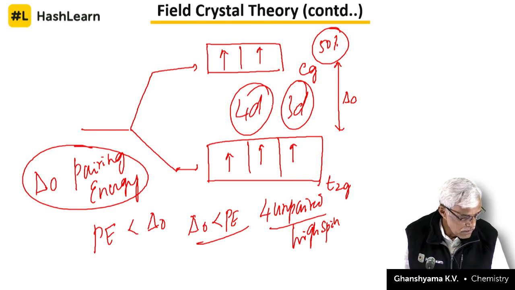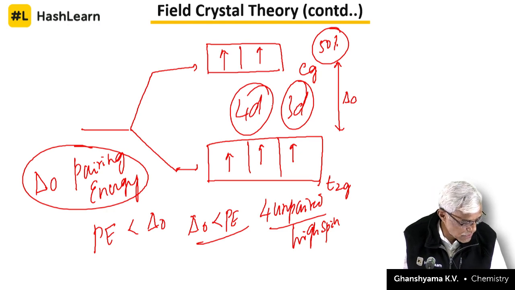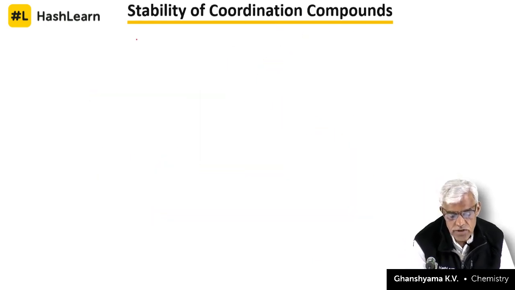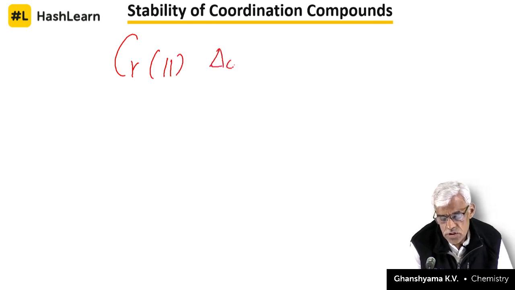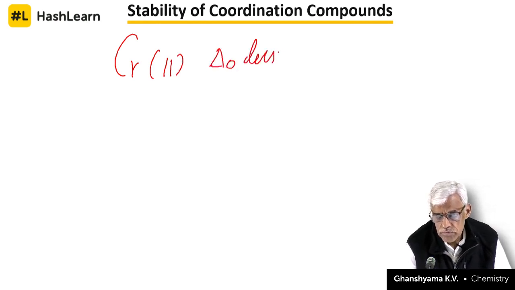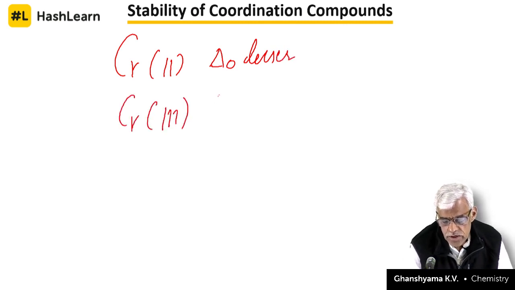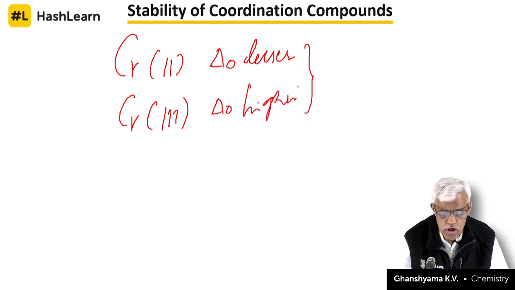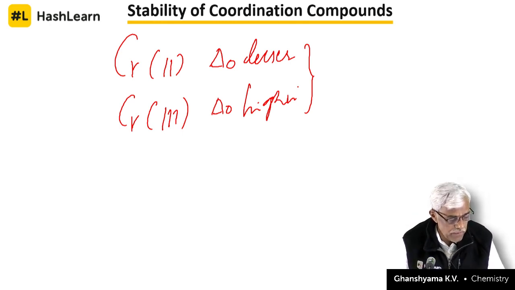And then if the oxidation state is less, then delta naught will be less. For example, Cr2+ will have lesser delta naught than Cr3+, this is higher. It depends upon the charge, it depends upon the oxidation state of the central metal.